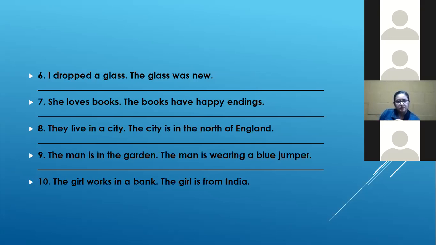All right. Now we have number nine and number ten. And I told you that from number nine on, we have special cases. So can someone try to do number nine for me? The man is in the garden who is wearing a blue jumper. Okay, very good. Any other way? The man who is wearing a blue jumper is in the garden. Very good. So that one, you can make a switch, and I'm going to tell you why. Just give me a second. Number ten: the girl works in a bank. The girl is from India. Can you try to do that one?